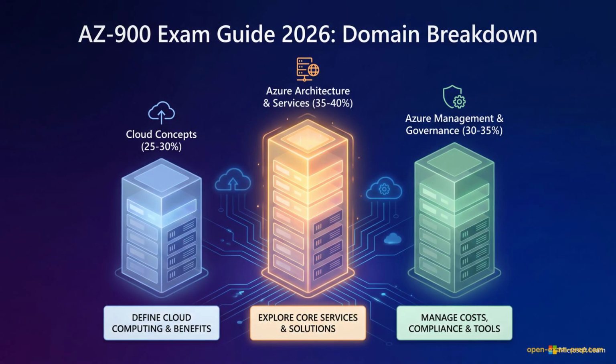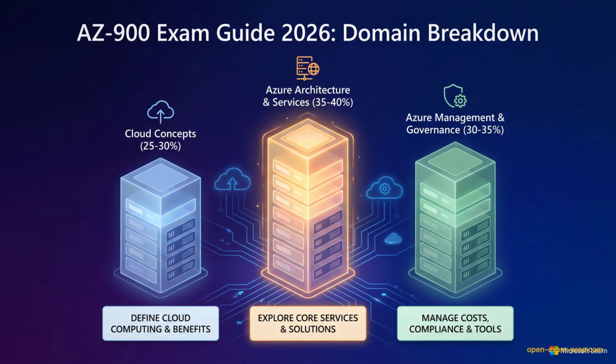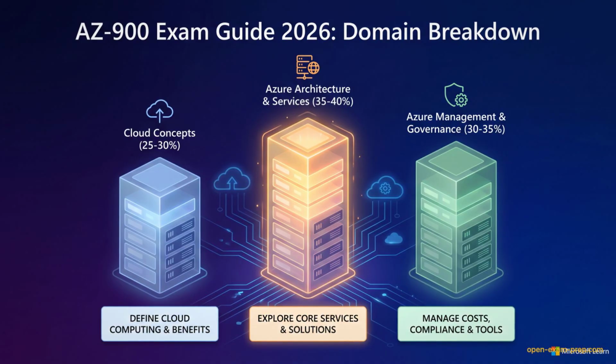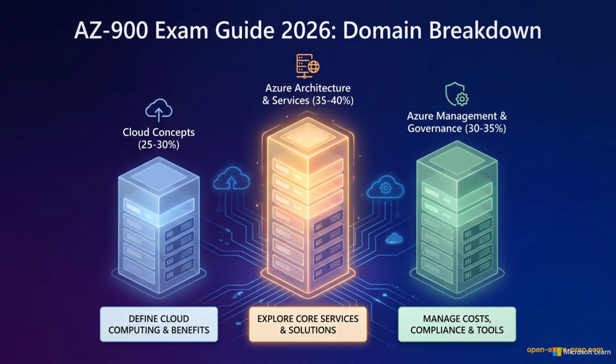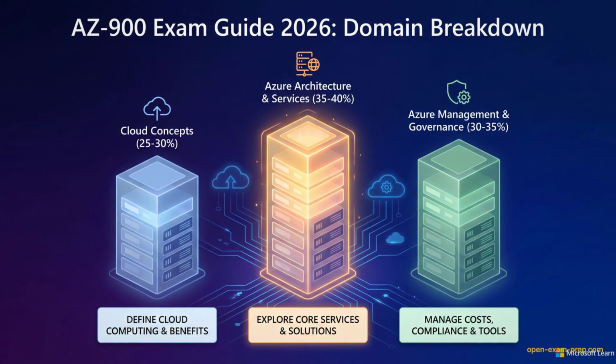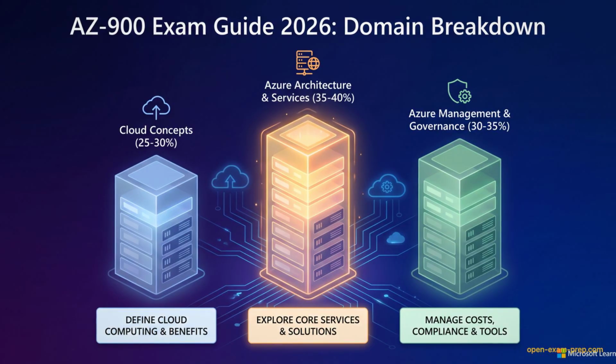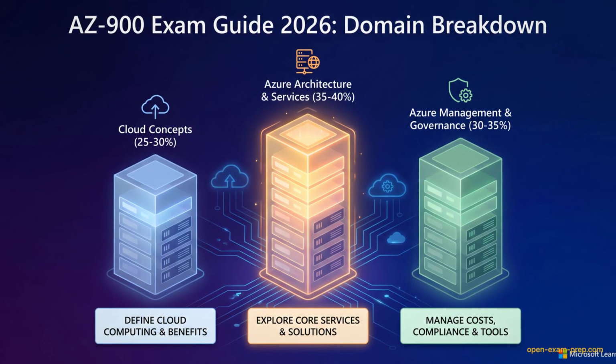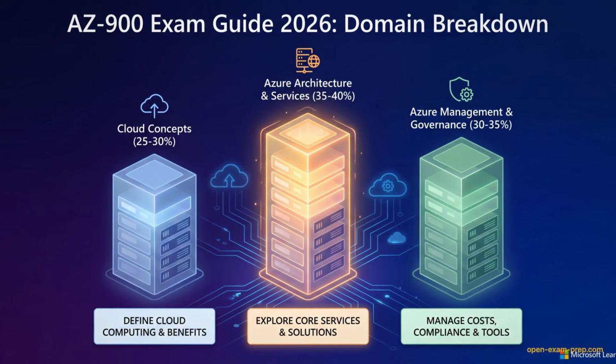To pass, you must know where to focus. The exam is broken into 3 weighted domains. First, describe cloud concepts, makes up about 25 to 30% of your score. This is vendor-neutral knowledge. The biggest section, at 35 to 40%, is describe Azure Architecture and services.